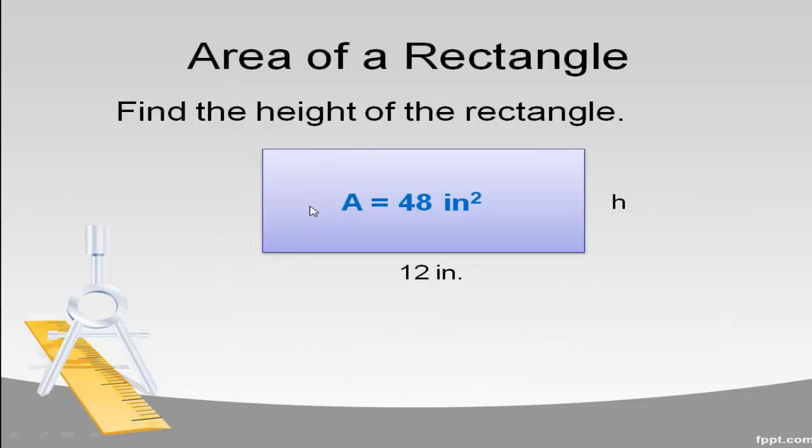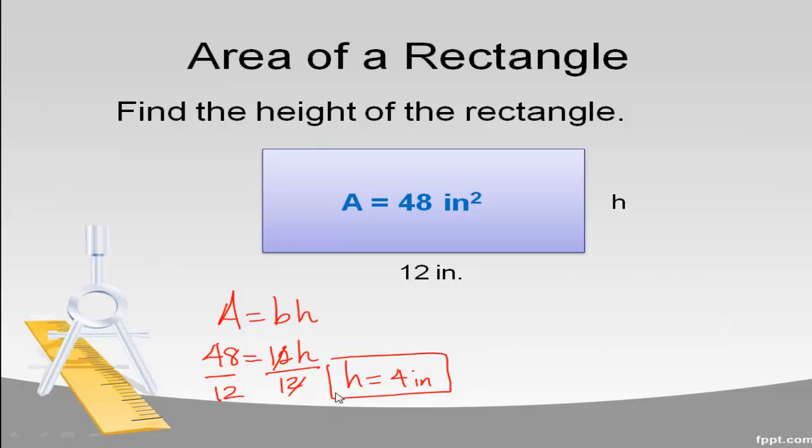Now in this example, I give you the area and you have to find the height. So let's write our formula. Area is equal to base times height. Let's put in the information that we have. Area is 48, base is 12, height we don't know. And now we solve for height. By dividing by 12 on both sides, height is equal to 4 inches.